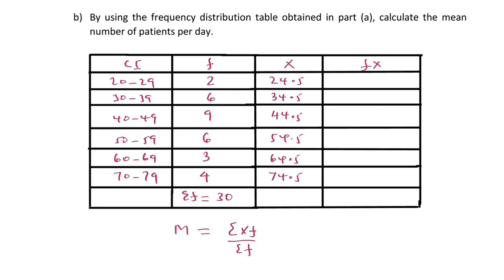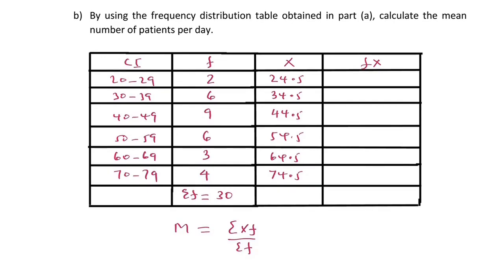Okay, so next, let us fill the values for the product of frequency and the class mark. So for the first one, we are going to take 2 times 24.5, of which after solving the values, the answer is going to be 49. Okay, so we are going to apply the same approach on the following groups.